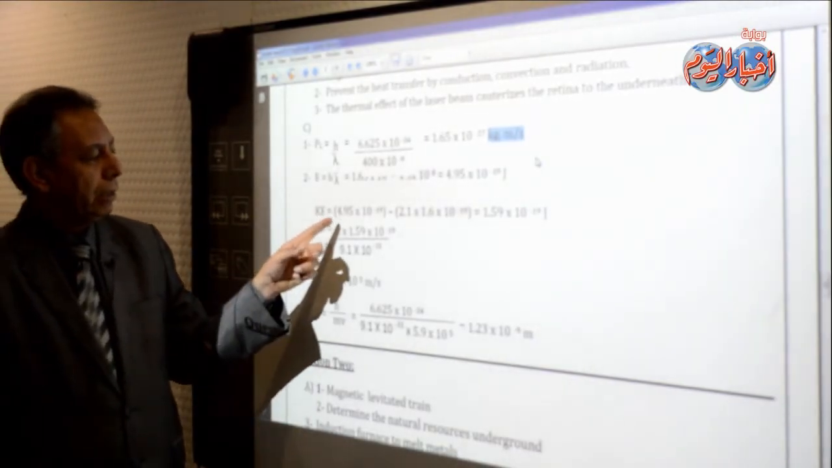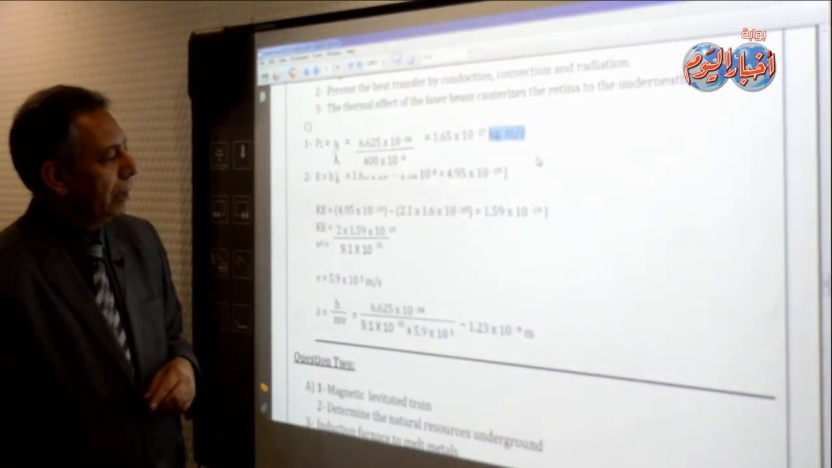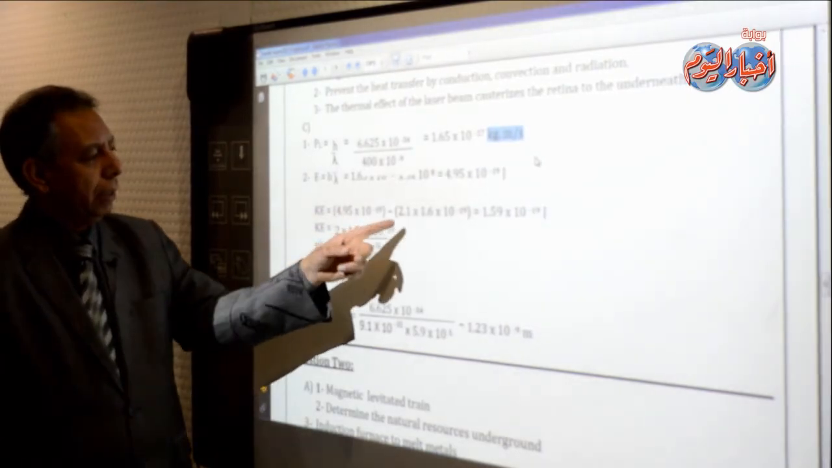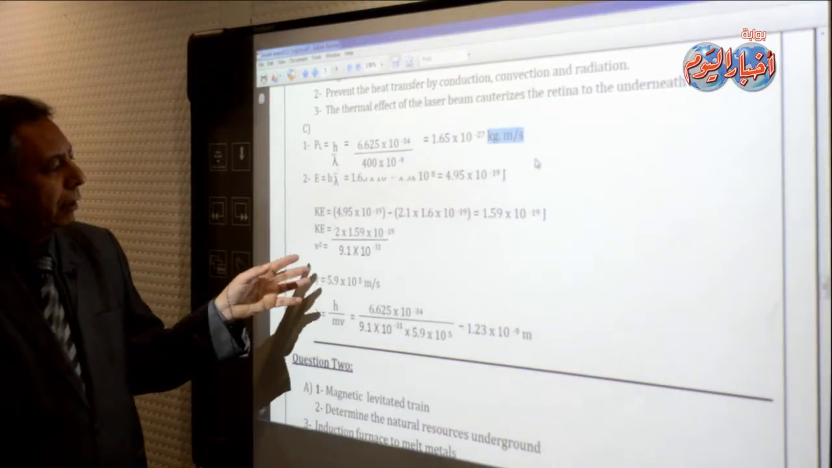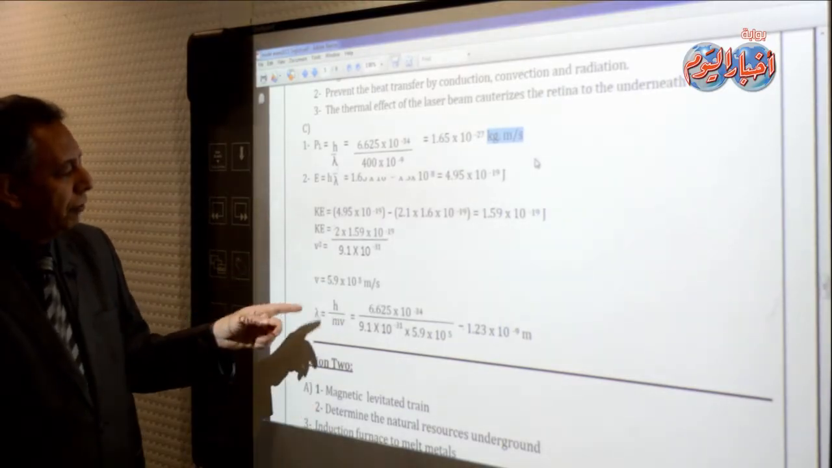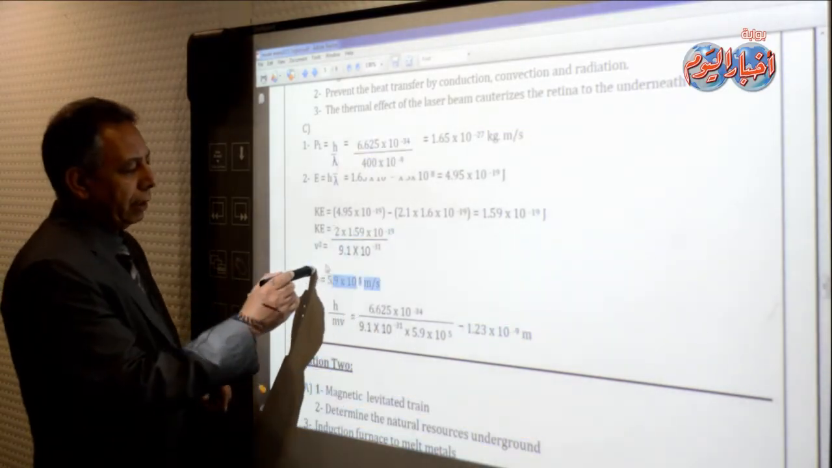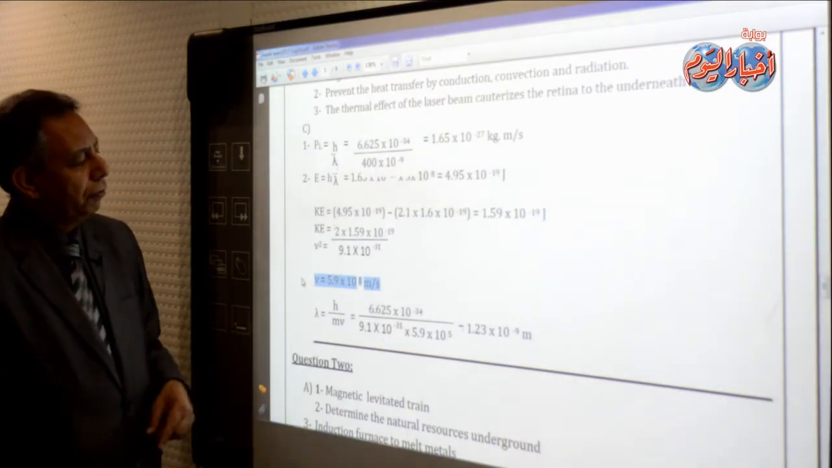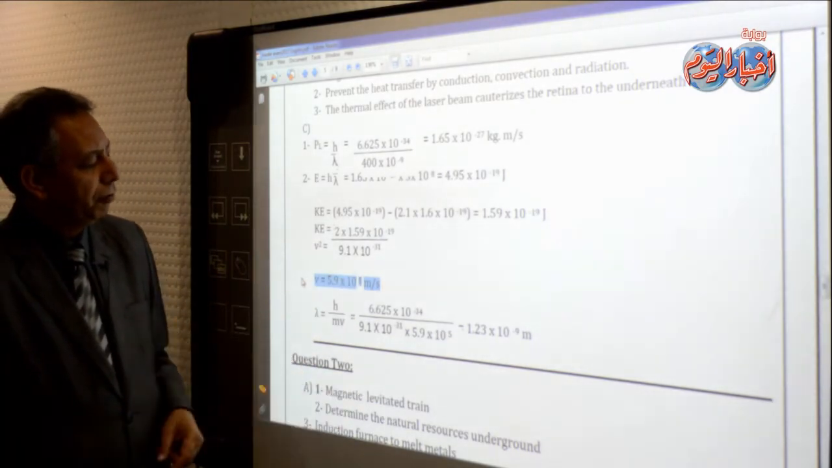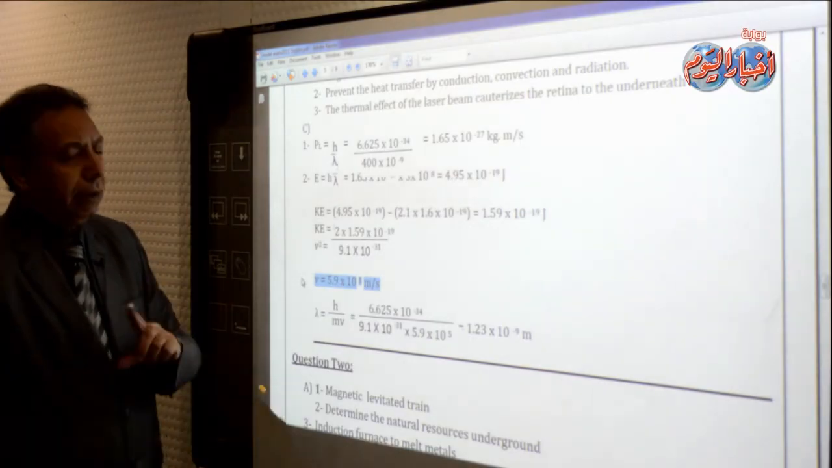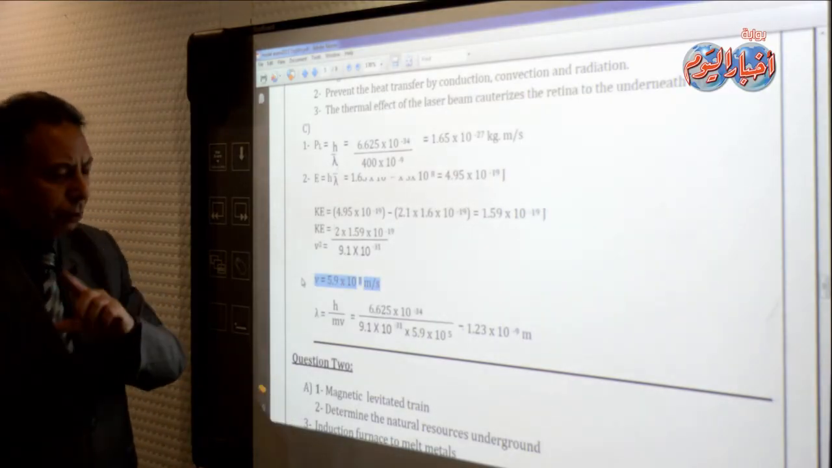And subtracting the two values, energy of the photon minus work function, you obtain the kinetic energy, and then kinetic energy is half m v squared. Finally, we can obtain the velocity of the emitted electron. It is 5.9 times 10 to the power 5 meter per second. Take care, that is very important here.